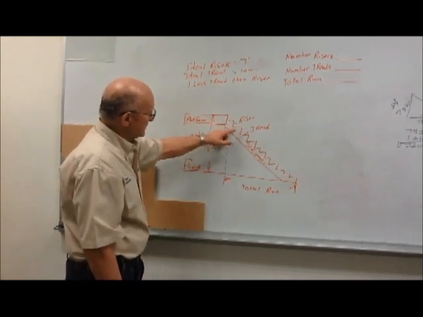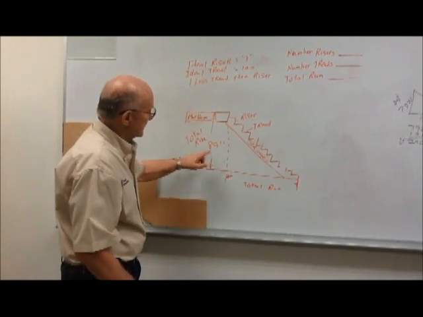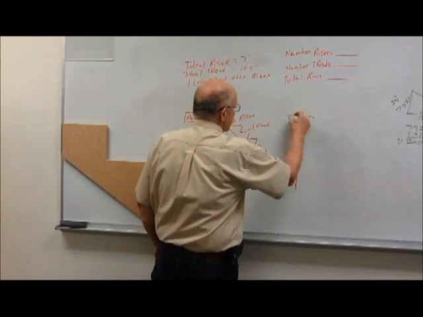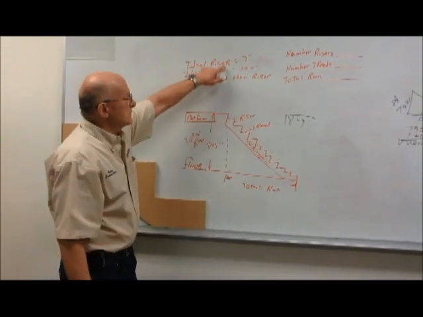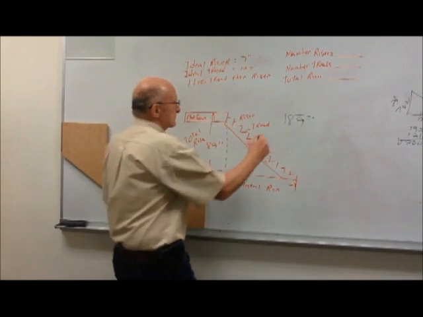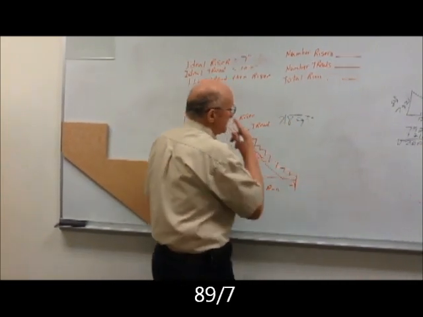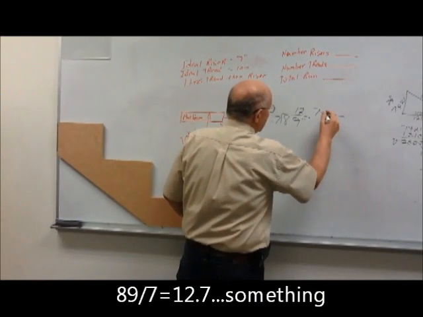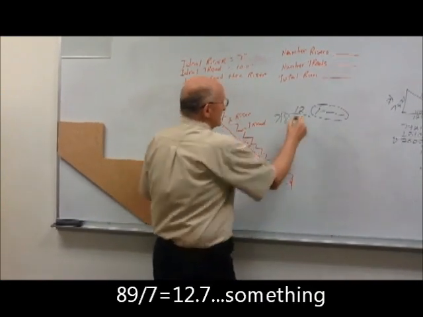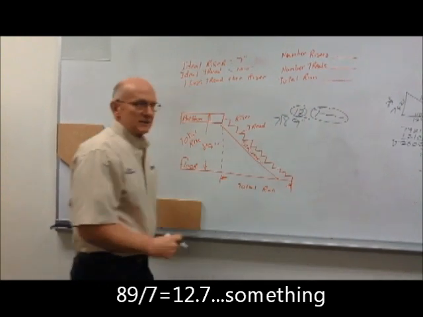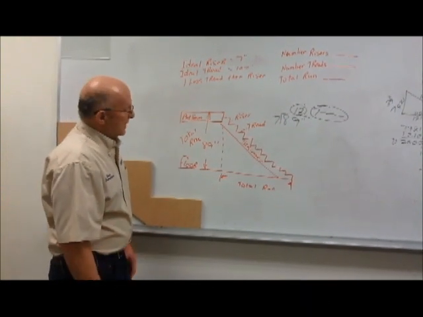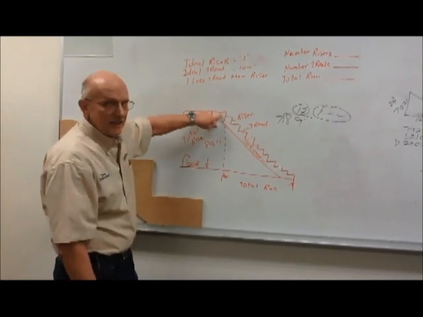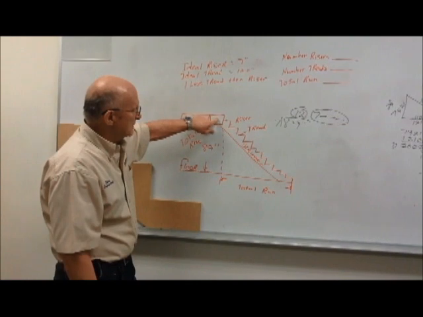So what we have to do is figure out how many risers we need. I take my total rise, which is 89 inches, and divide that by the ideal riser, which is 7 inches. When I do that, my number is 12.7 something. I really don't care about this number. This is the number I care about, because that's how many risers I have. And then you always have one less tread than riser, because my top tread is here, the platform.